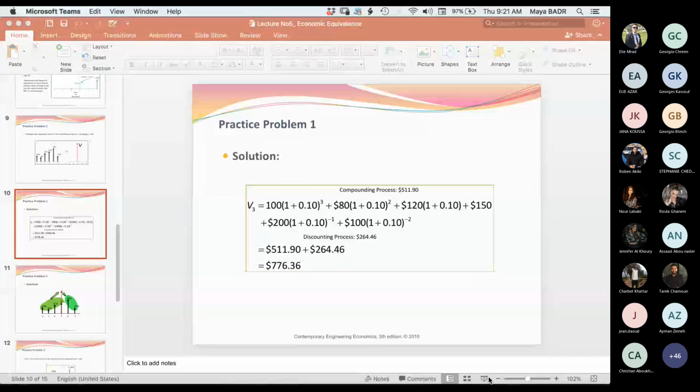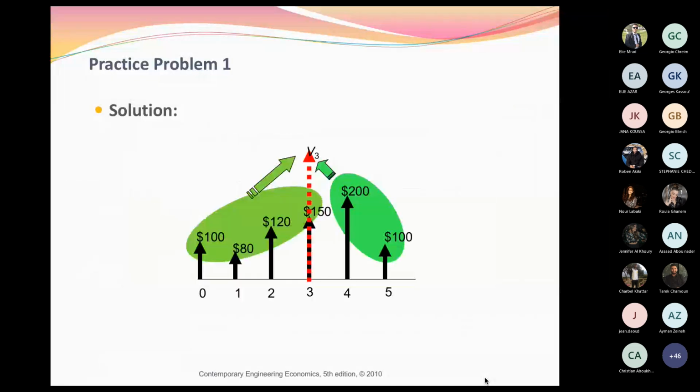So this is the problem that we were solving. As you told me, this is a representation of what we did. We compounded the transactions before 3. We discounted those after 3. At 3 it remains the same to get V3. Any questions? I commonly have a misunderstanding here.